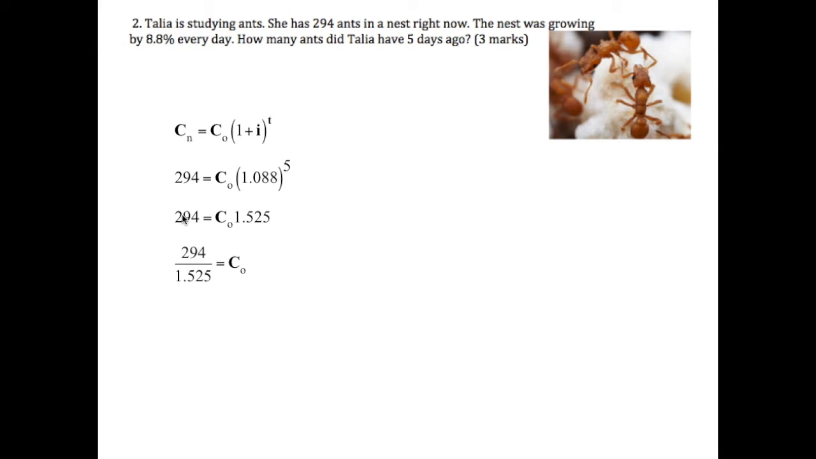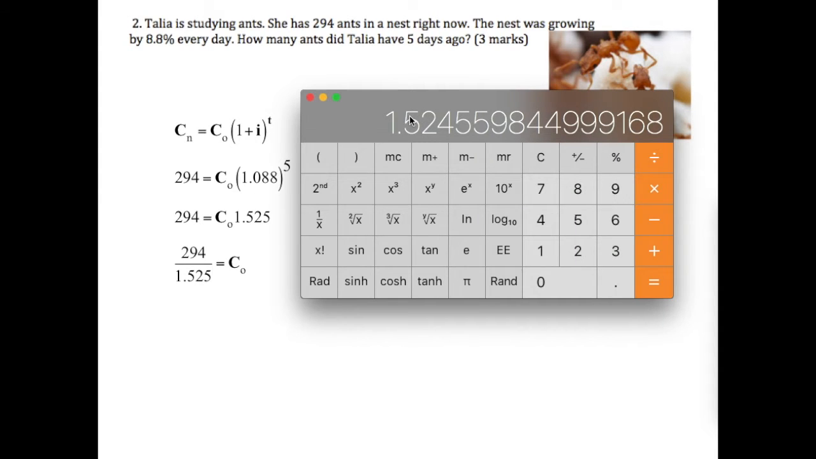When I divide that side by 1.525, we end up with, this is where you would use your second answer button on your calculator. 294 divided by, usually you would press second answer or you press the answer button depending on your calculator. I'm just going to press Command V. Divided by that gives us 192.84. If you make a mistake somewhere, typically you're going to get a number that doesn't make sense. 193 ants makes sense in this question, in this context.